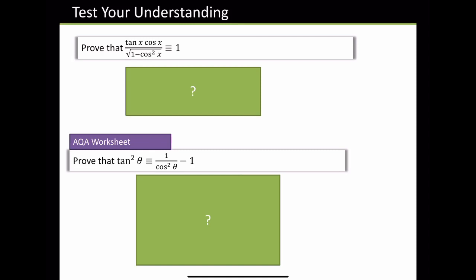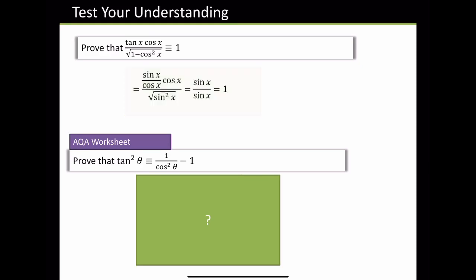So pause the video and try these two. For the first one, you should have, again, straight away, they've changed it to sin over cos. They've changed the 1 take away cos squared into sin squared x. And the square root and the square cancel each other, so you're left with sin x over sin x, which is equal to 1.